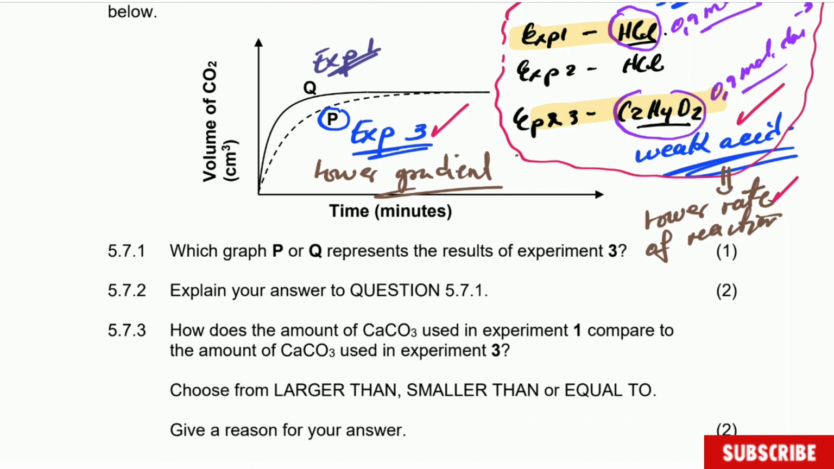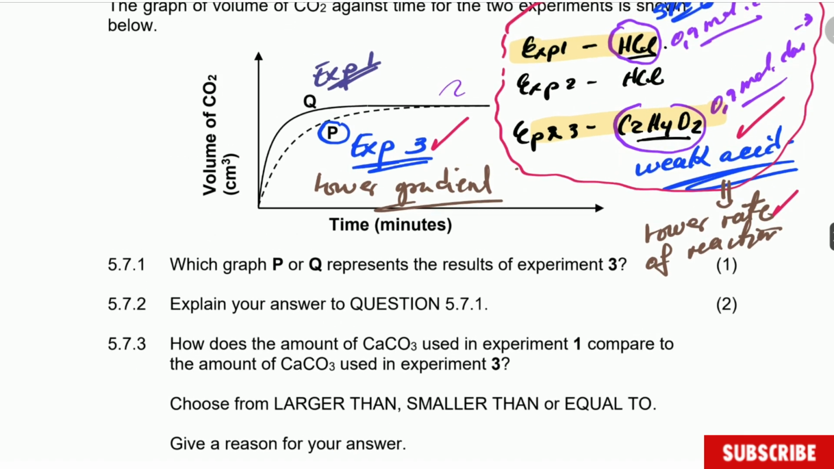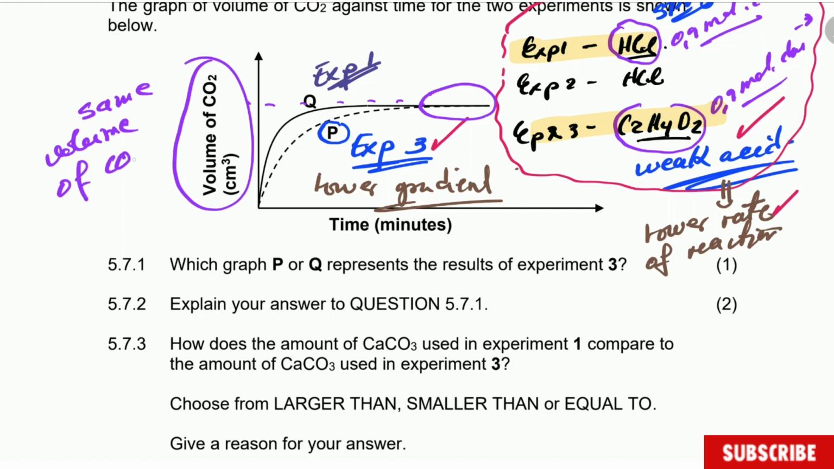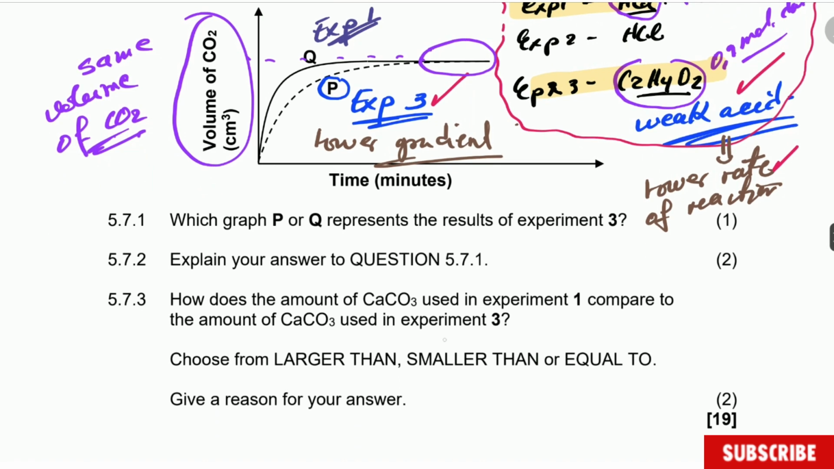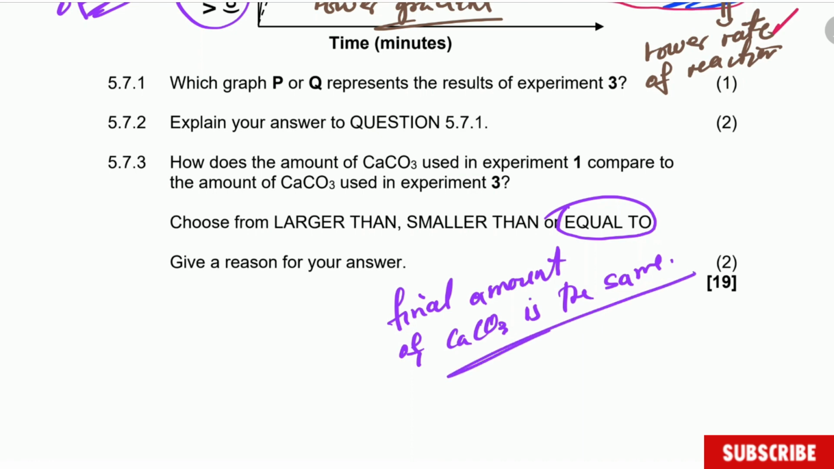How does the amount of calcium carbonate used in experiment 1 compare to the amount of calcium carbonate used in experiment 3? Choose larger than, smaller than, or equal to, and give a reason for your answer, and that will be the end of the question. And then we have to come to the graph, and you can see that they end at the same point. So you can see that the volume of CO2 produced is the same. Therefore, the amount of calcium carbonate they used was exactly the same. How do we know that? Because the final amount of carbon dioxide is the same. And guys, this is the end of the question. 1 mark for saying equal to, 1 for saying that the final amount is the same.